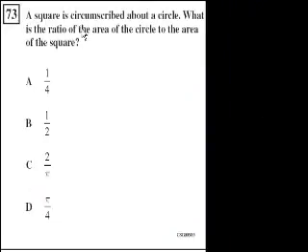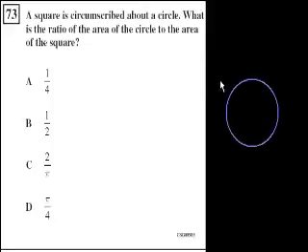Okay, a square is circumscribed about a circle. What is the ratio of the area of the circle to the area of the square? So the square is circumscribed about the circle. So let me draw the circle and the square. So if that's my circle, and then if I want to draw a square, see if I can. Nope, that's not what I wanted to do. I wanted to draw a solid square.